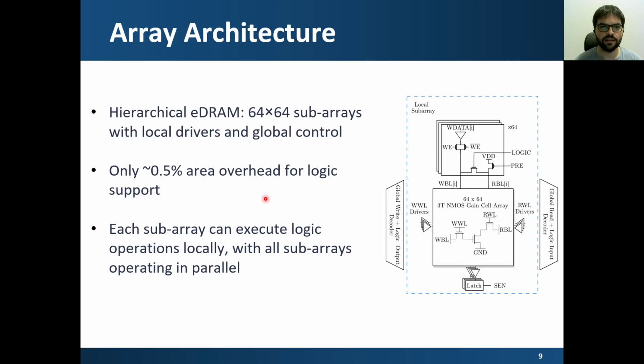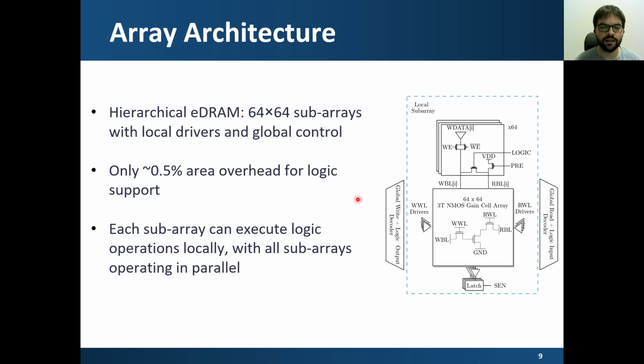We selected an array architecture that is built as a hierarchy. Basically, we have 64 by 64 subarrays, and this is multiplied a few times in order to build a larger memory macro, and for each subarray there are local drivers, and the control is coming as a global control. The area overhead for adding the logic support, the control, and the additional transistor per column is only 0.5%.